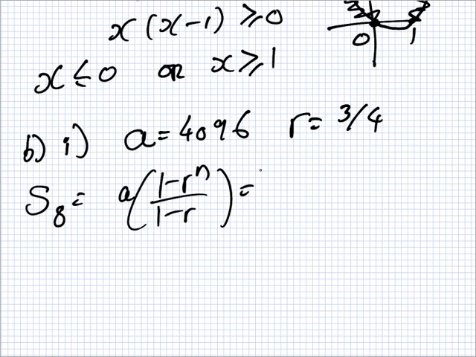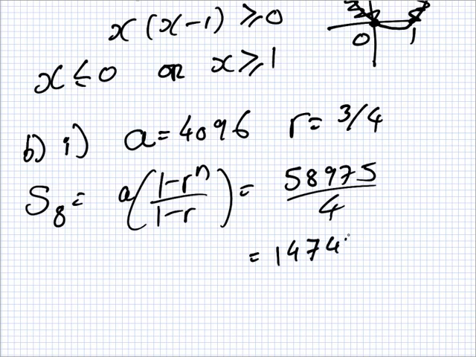I'll just double check the answer here. 1 minus... You got 40... Yeah, as a fraction, 58975 over 4. Or 14743.75. Technically, to 3 significant figures, it should be 14700.